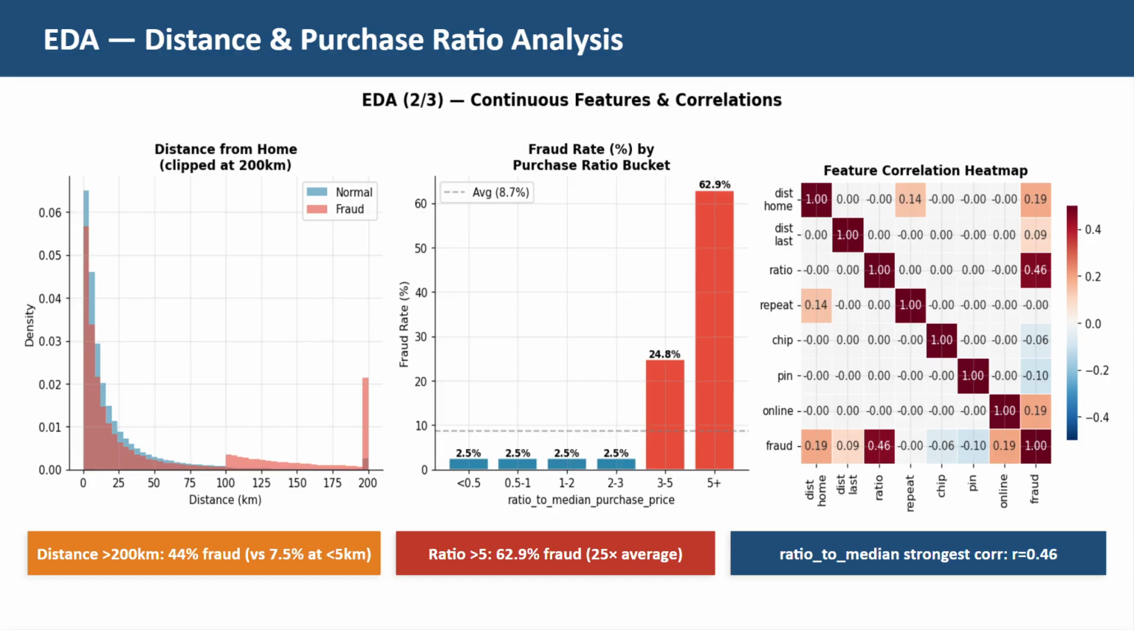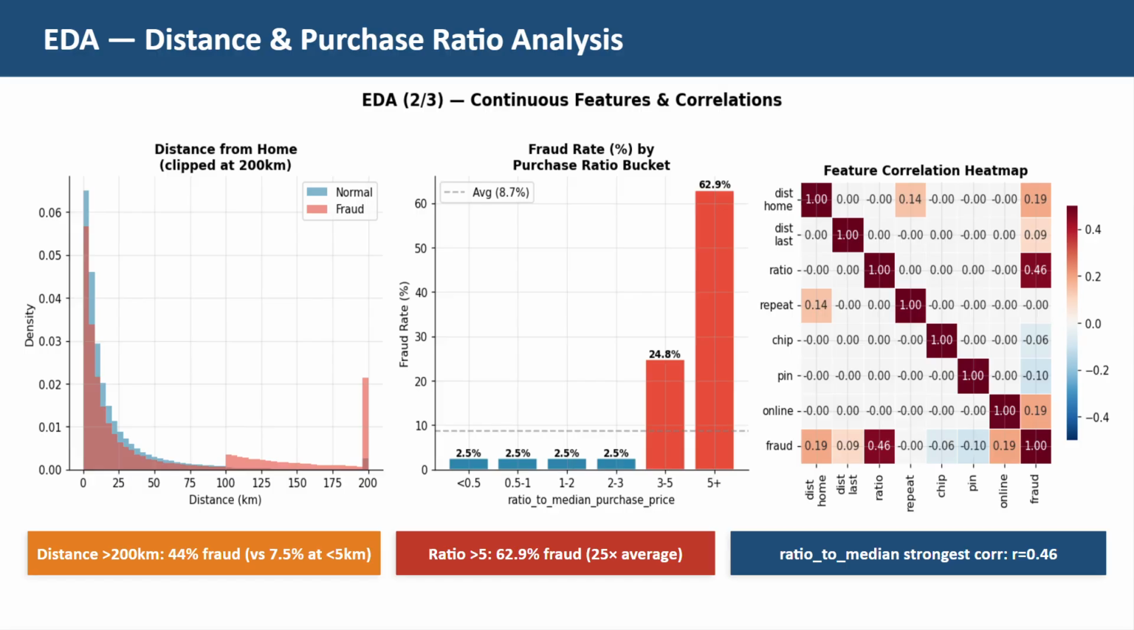As for the continuous feature EDA, we check the distance from home to the transaction place. It looks all normal until the distance is more than 200 kilometers, where the fraud rate increases dramatically to 44%, which makes sense. When a transaction happens far from your normal neighborhood, it's very likely to be fraud, something not made by yourself.